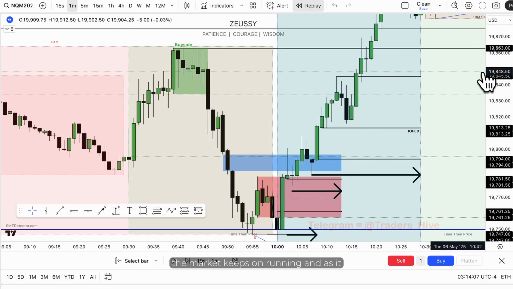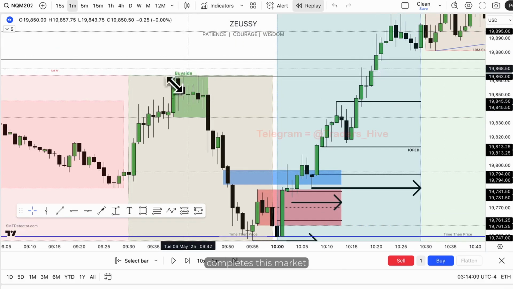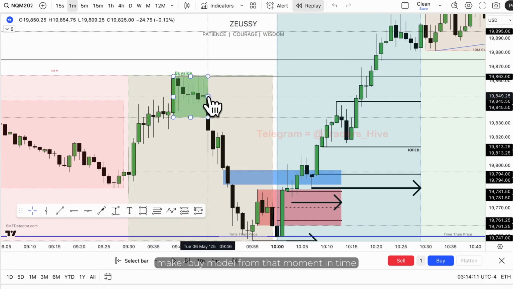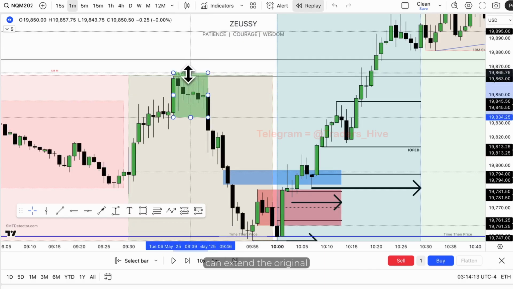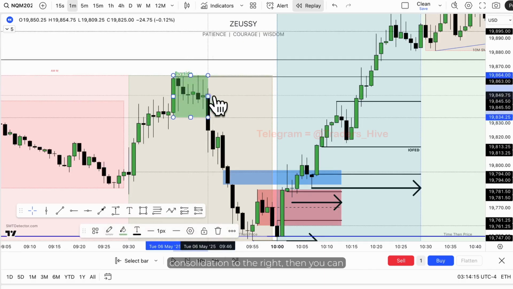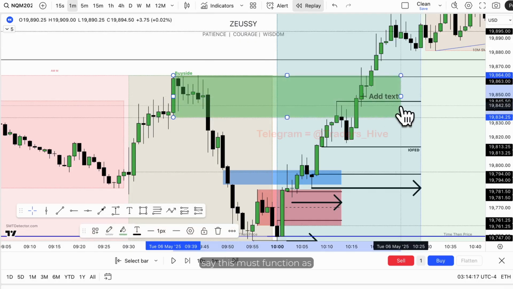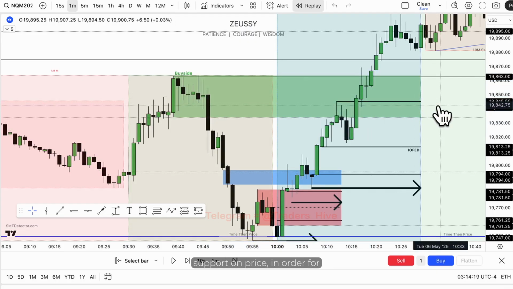So you see that the market keeps on running, and as it completes this market maker buy model, from that moment in time, you can extend the original consolidation to the right, and then you can say this must function as support in price in order for continuation higher to occur. And this is an important insight to share with you, because when an original consolidation gets taken out, it must function as support in price within a market maker buy model for continuation of order flow to occur.